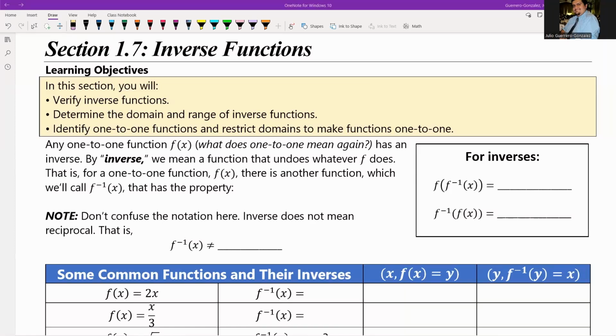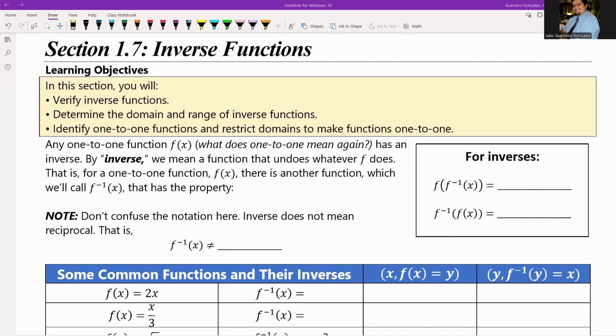Hello, everyone. This is the lecture for section 1.7, inverse functions. So at this point in chapter 1, we've been dealing a lot with functions, just regular good old functions. I showed you a bunch of them that we're going to be seeing on a regular basis. Now we're going to try to cover what's called inverse functions.